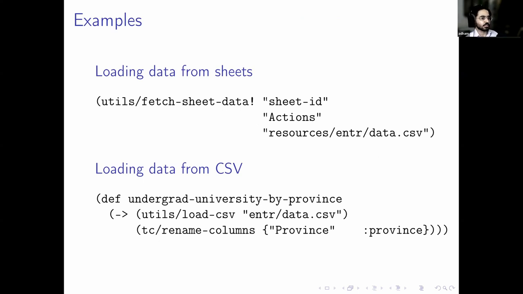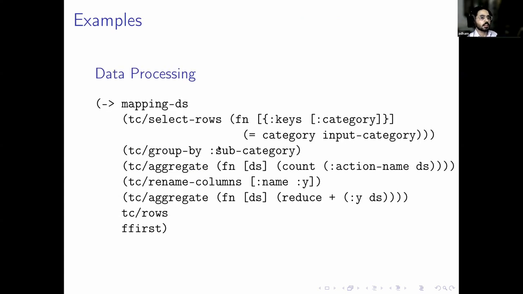Loading the data is also a similar process. For example, I'm binding the value of loading the CSV file, after changing, for example, the name of a column from a string to a keyword. I'm binding it to this variable called undergrad university by provenance. And after that comes the data processing.